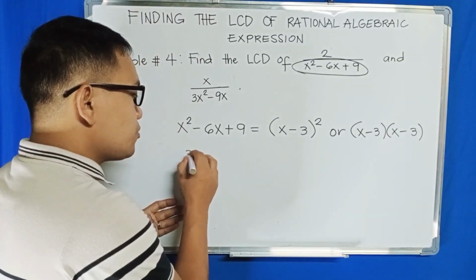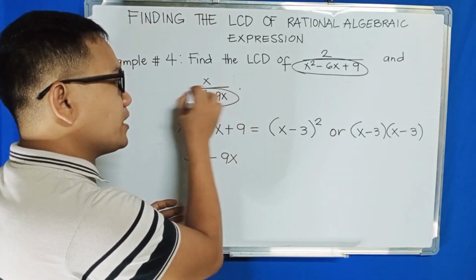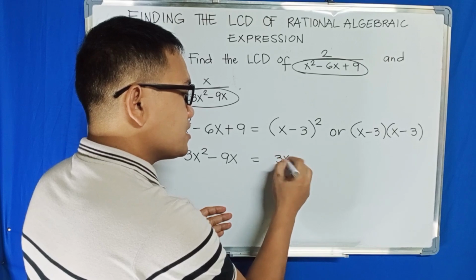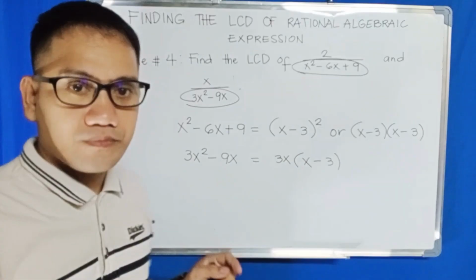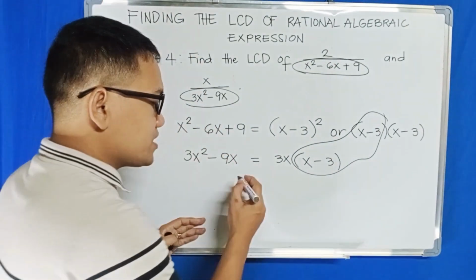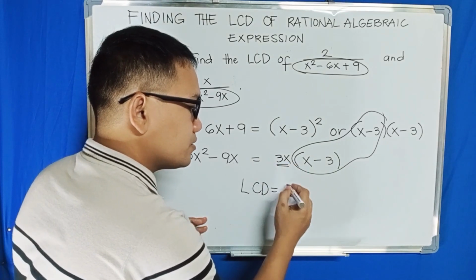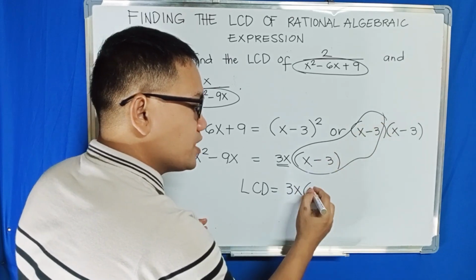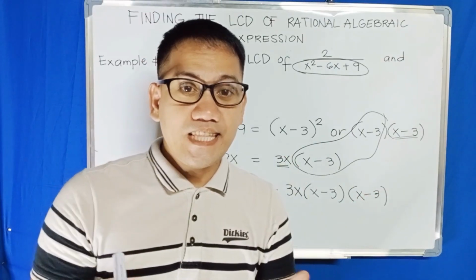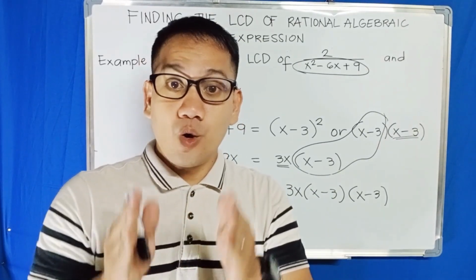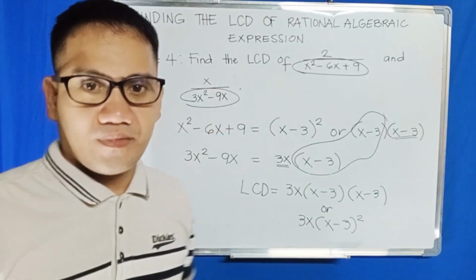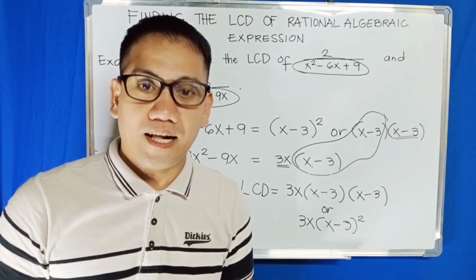On the other hand, 3x squared minus 9x, our second denominator, can be factored as 3x times quantity x minus 3. Here, we notice that x minus 3 is shared by our two denominators. Thus, the LCD of this given RAE would be 3x times the shared binomial, which is x minus 3, and the remaining binomial, which is x minus 3. Therefore, the LCD would be 3x times quantity x minus 3 times quantity x minus 3, or we can write this as 3x times quantity x minus 3 squared. So this would be the least common denominator of our given rational algebraic expressions.